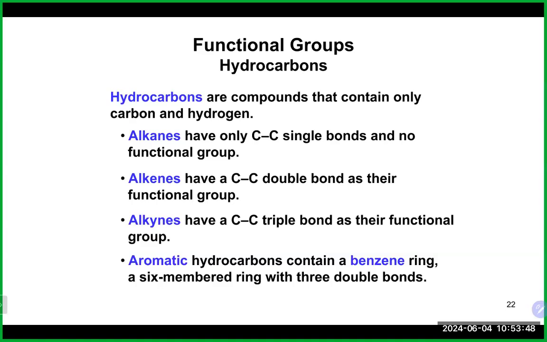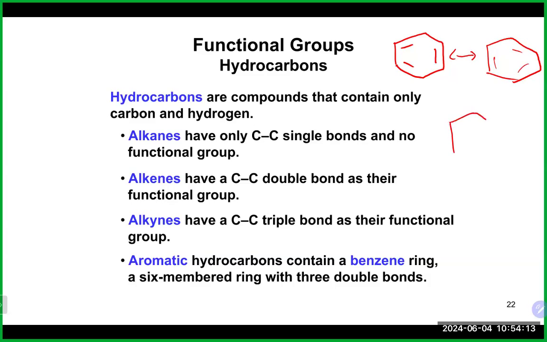There's also a group of organic molecules which are referred to as being aromatic. Aromatic molecules contain the benzene ring, and the benzene ring looks like this. It is a 6-carbon ring that has 3 double bonds in it. You could draw a resonance structure where the double bonds are on the other side.